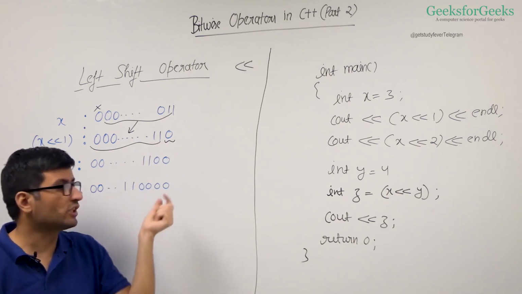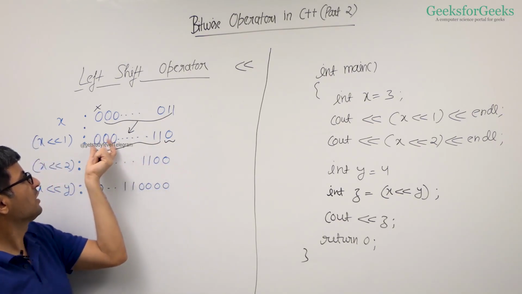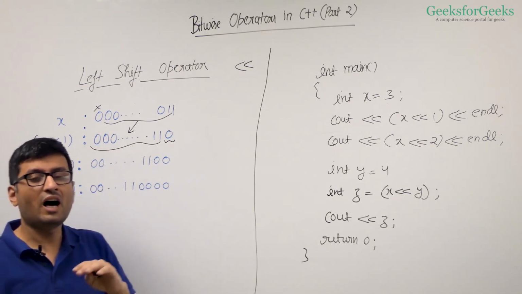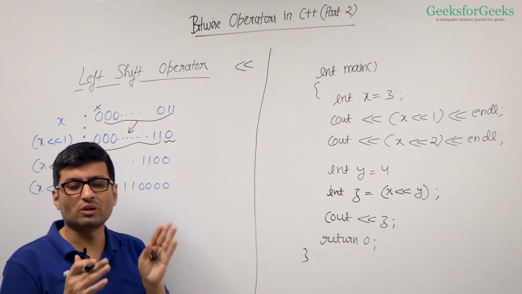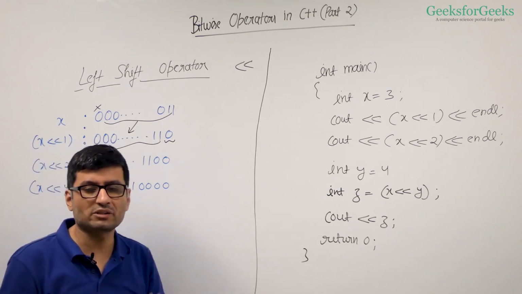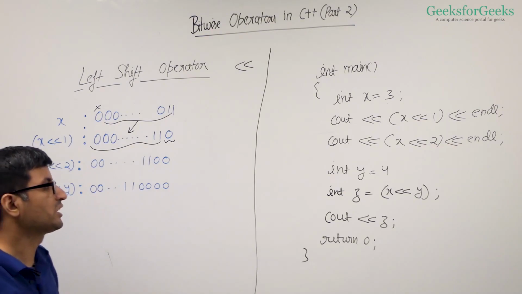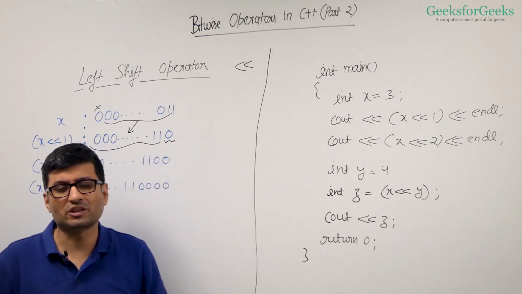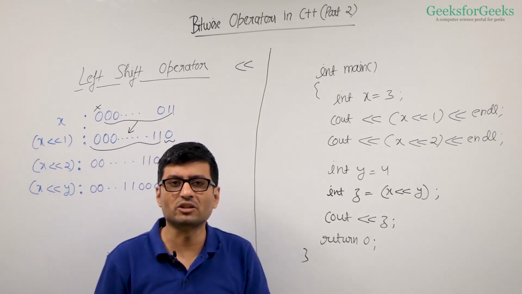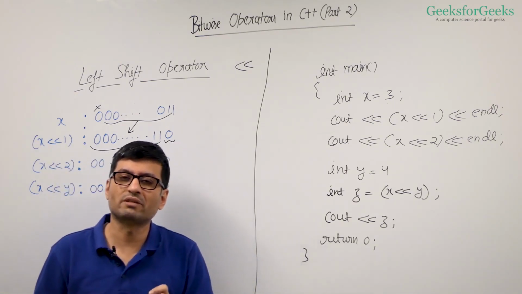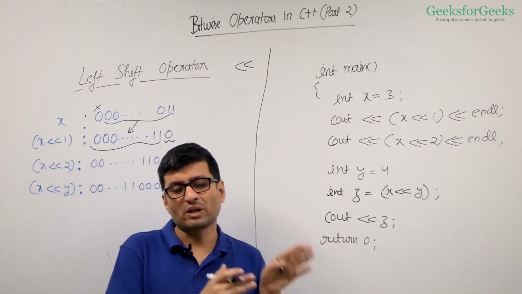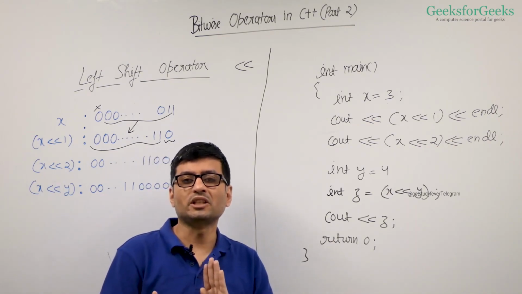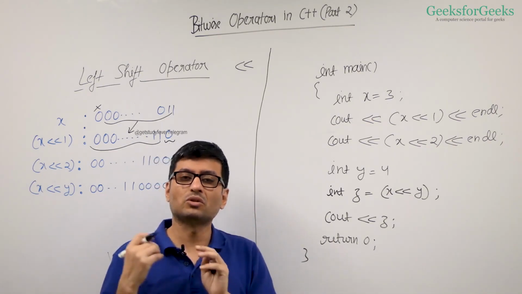If you shift by 2, then 2 zeros will be added at the end, and 2 leading bits will be ignored. If you shift by i, then i zeros will be added at the end and the leading i bits will be ignored. So you can say shifting by 0 does not make any change, right? Shifting by 1 shifts the bits by 1 position and puts a trailing 0. Shifting by 2 shifts the bits by 2 and puts 2 trailing zeros.